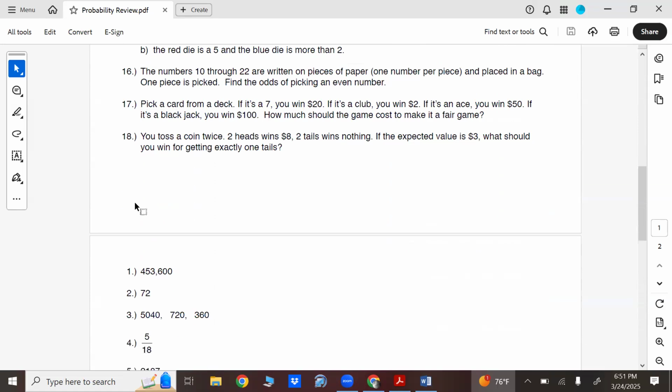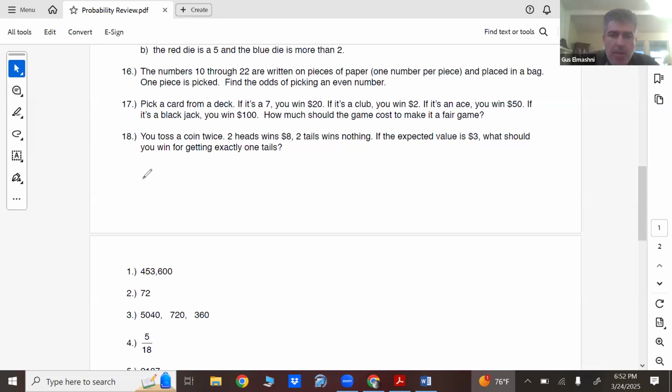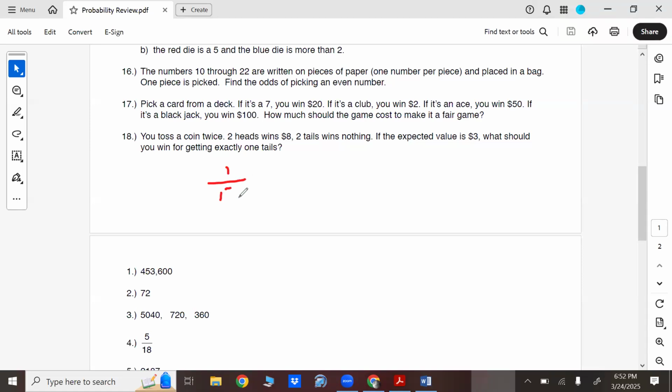Pick a card from a deck. If you get a seven, you win $20. A club, you win that. Ace, you win that. And blackjack, you win. Blackjack is a 10 with ace, jack with ace, king with ace, or queen with ace. Want to make it a fair game. So the probability that you get a seven, that's 1/13th.